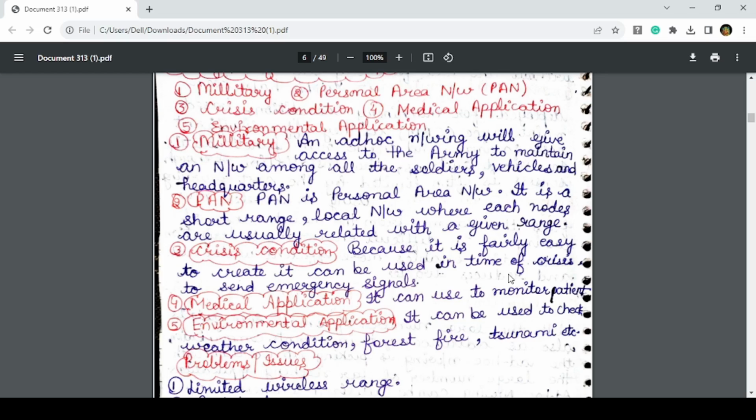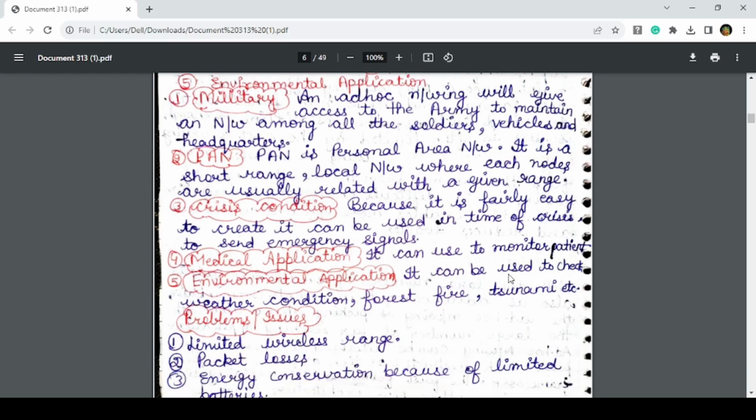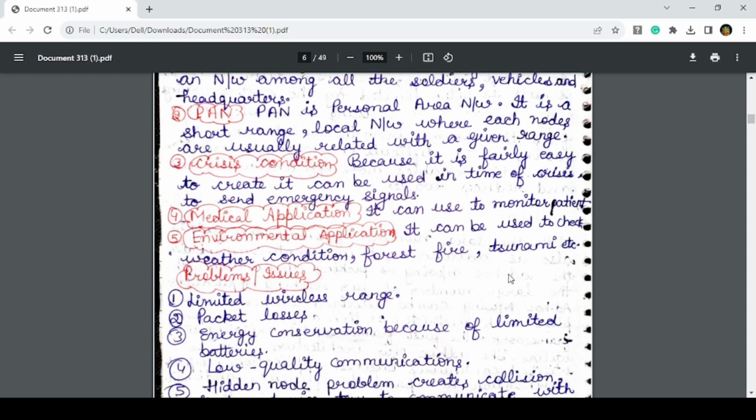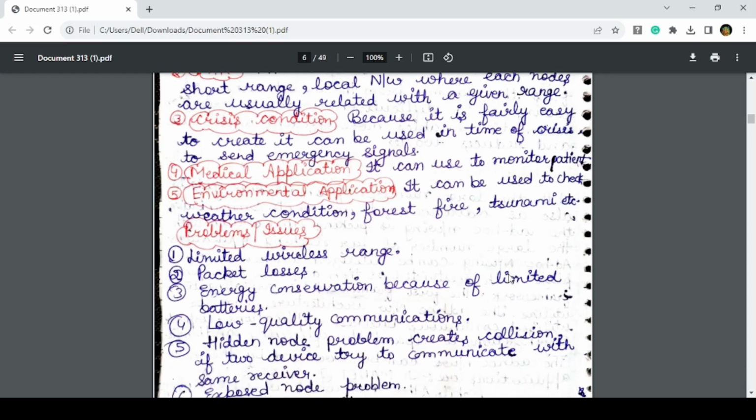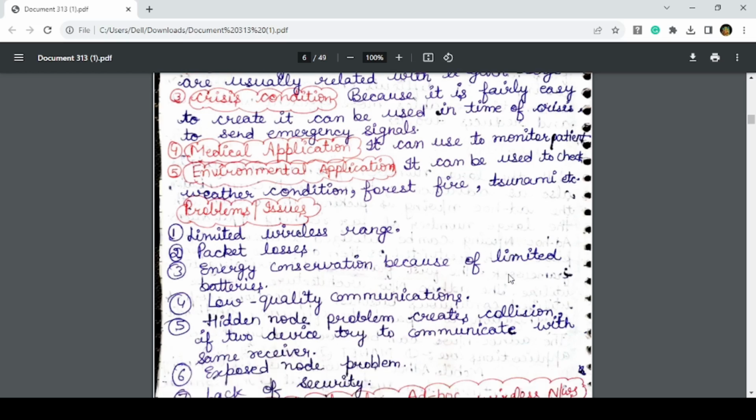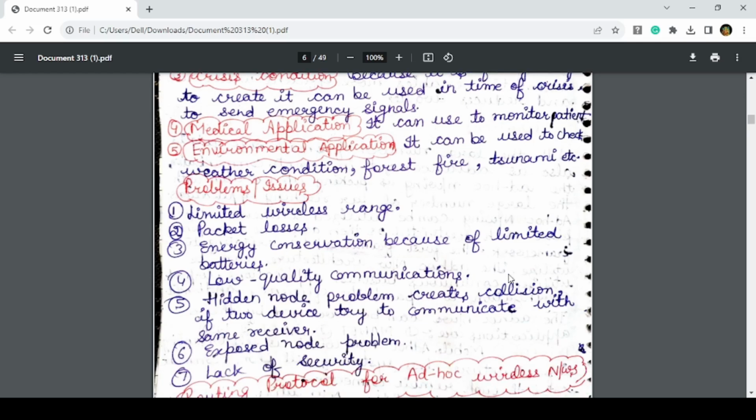Now, what are the problems and issues faced by ad hoc networks? First problem, limited wireless range. Second problem, packet losses. Third, energy conservation because of limited batteries. Energy conservation means energy saving. Low quality communications. Hidden node problem creates collisions if two devices try to communicate with the same receiver. Exposed node problem, lack of security.